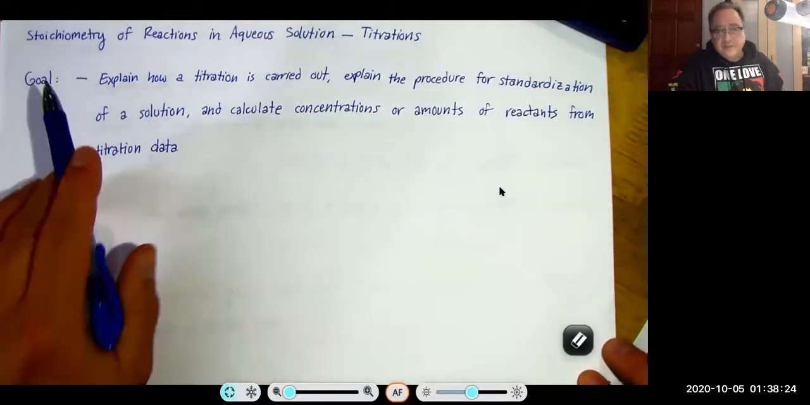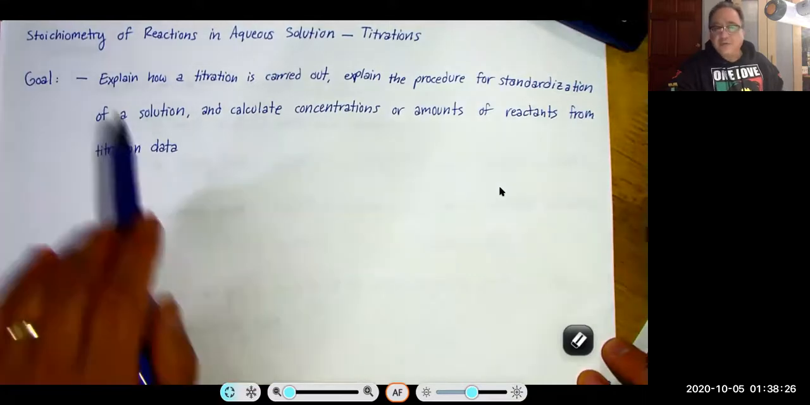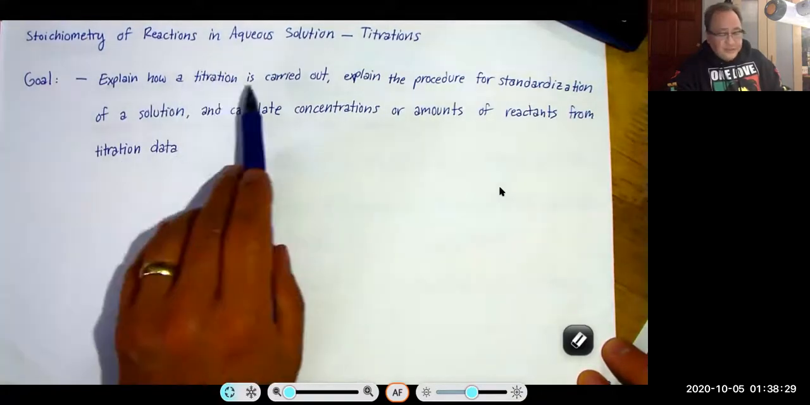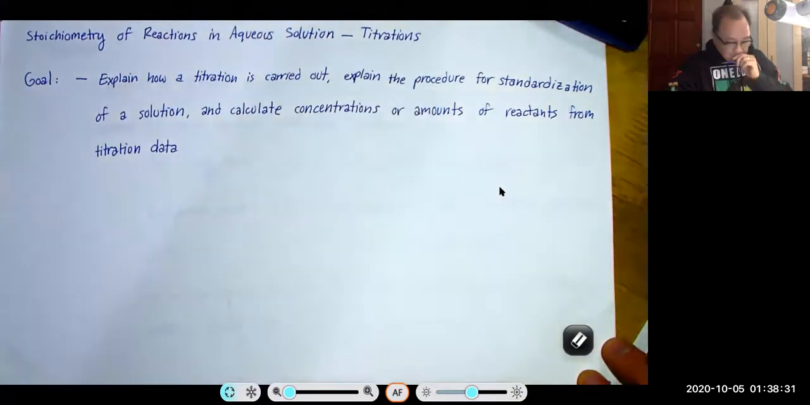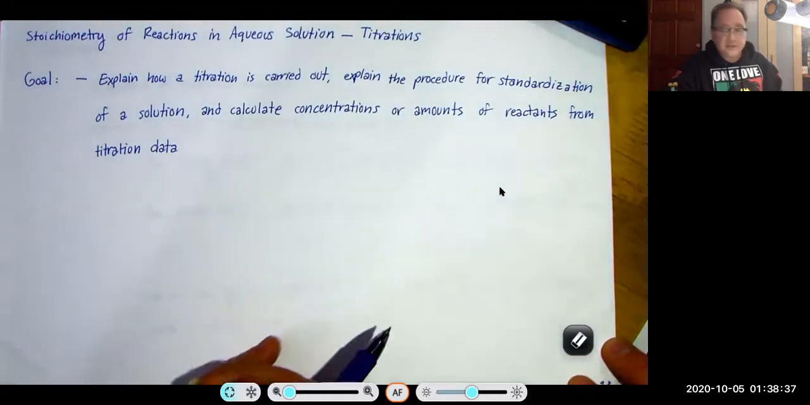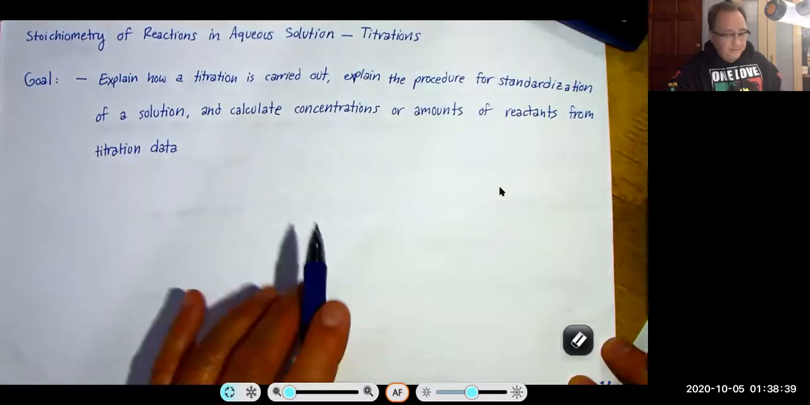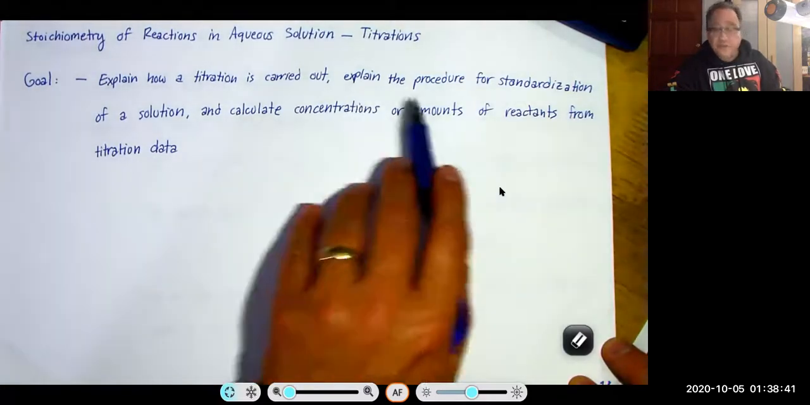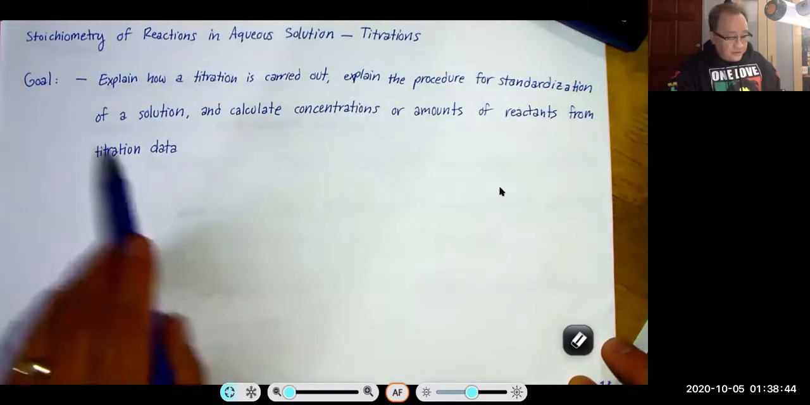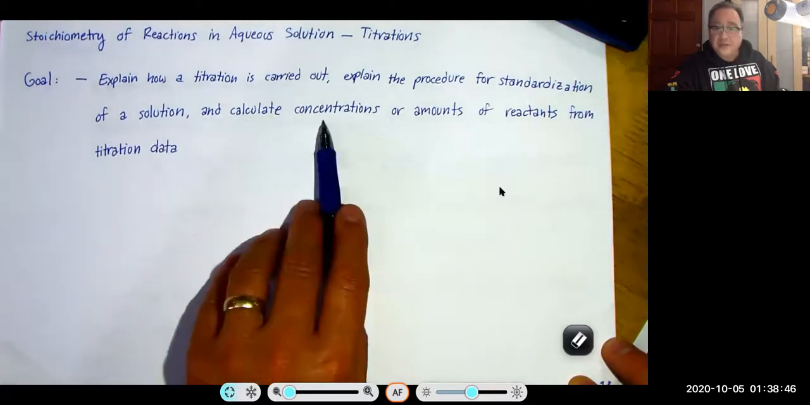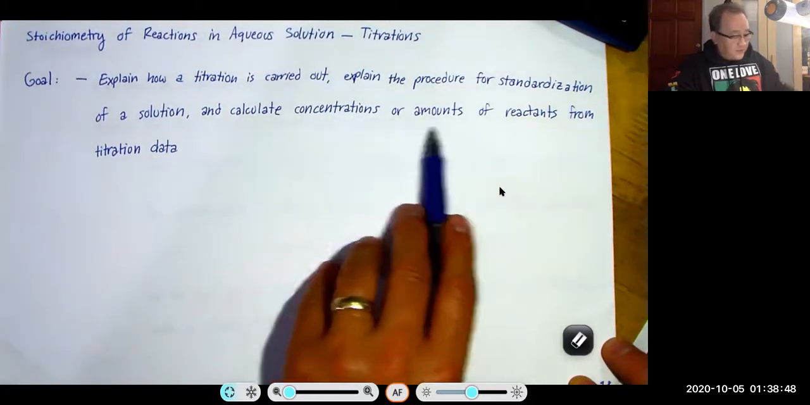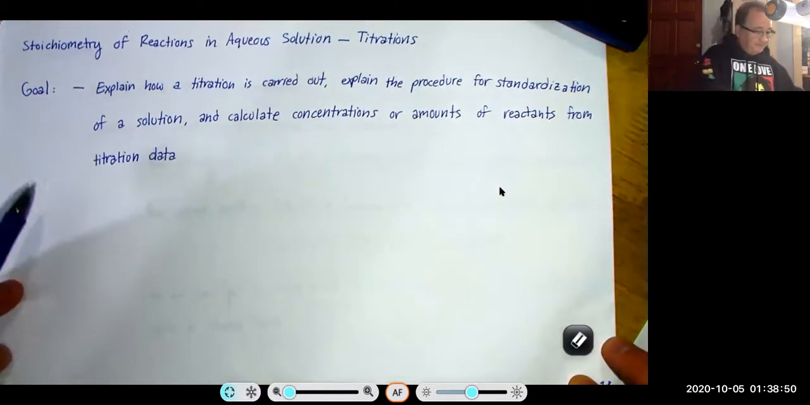In this section, we're going to be looking at the stoichiometry of reactions in aqueous solutions and something called titrations. We've actually covered titrations a little bit with the fundamentals. So the goal is to explain how a titration is carried out and explain the procedure for standardization of a solution and calculate concentrations or amounts of reactants from titration data.